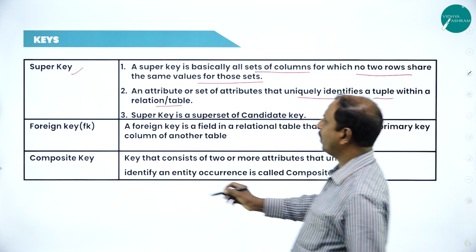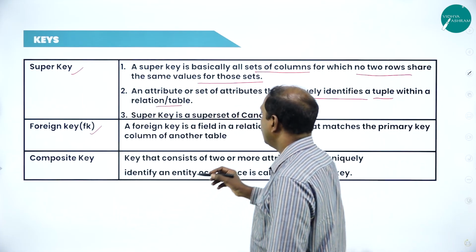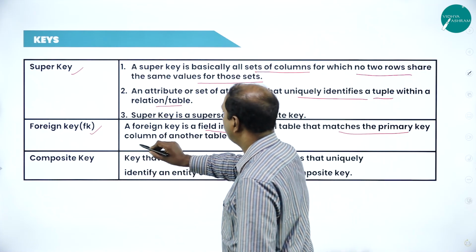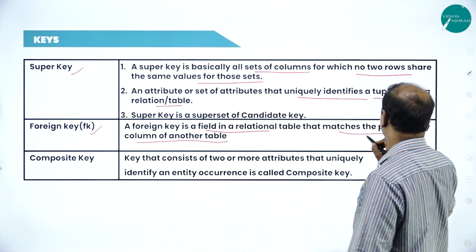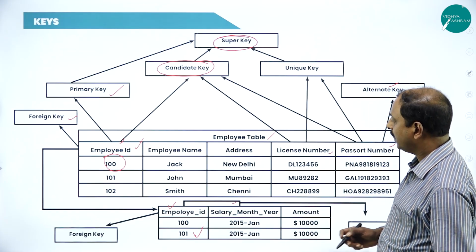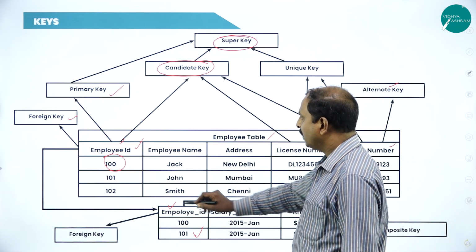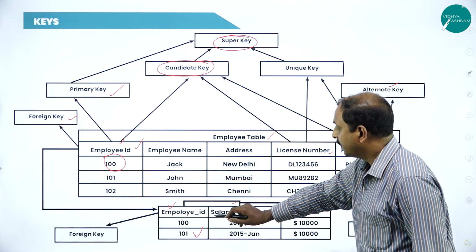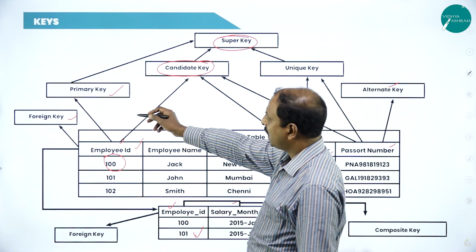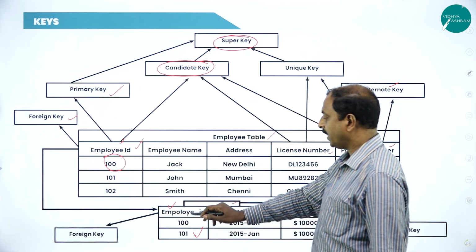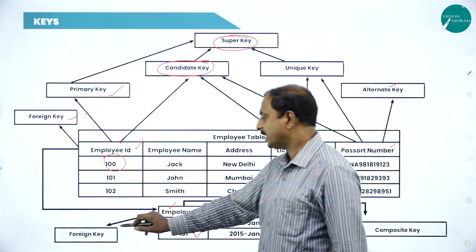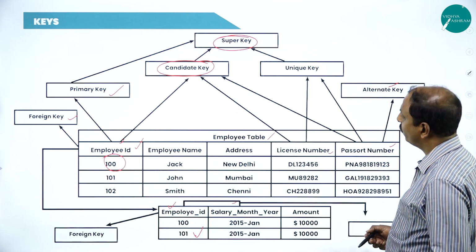Next definition is foreign key. What is foreign key? It is a field in a relational table that matches the primary key of another table, the primary key column of another table. Look at the table here. In this example there are two tables, and in this table we have a primary key employee ID, and here also we have employee ID. So this forms a foreign key. The primary key of one table is present in another table. So the employee ID in this table is called a foreign key. That is the definition of foreign key.